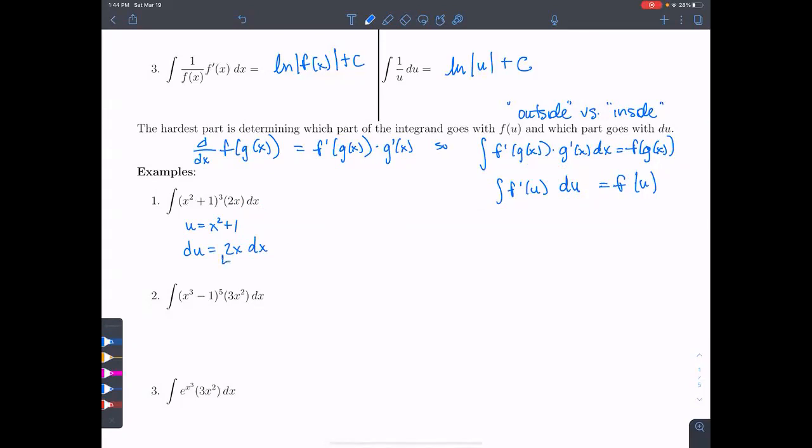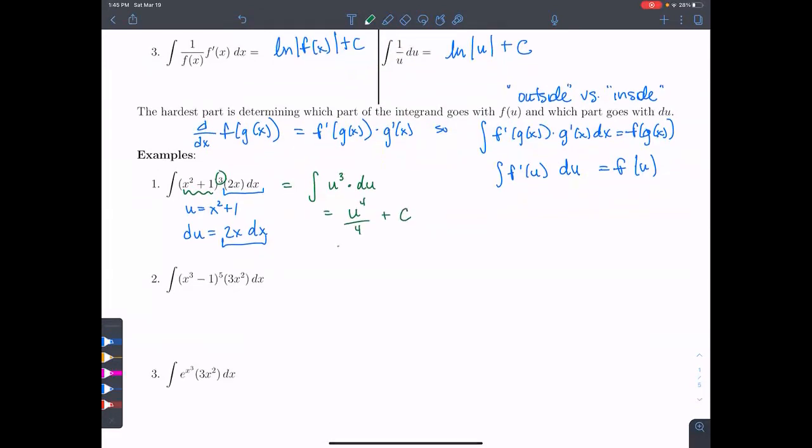You're going to make the substitution. You're looking for this in your integral, and you're going to substitute it. So here we have that this is actually equal to the integral of u cubed, that's x squared plus 1 cubed, times du. And then, because everything is in terms of u, we can take the integral with respect to u. So we're looking at u to the 4th over 4 plus c. And then plug that u back in. So x squared plus 1 to the 4th divided by 4 plus c.